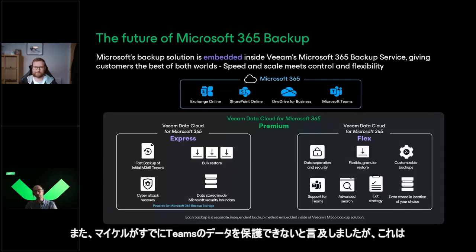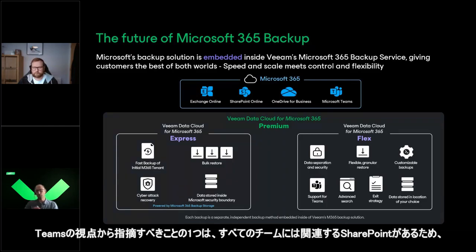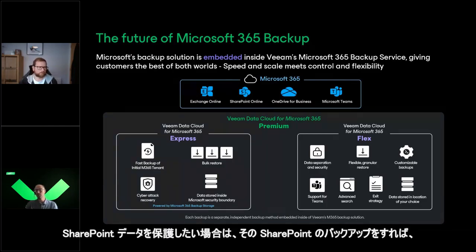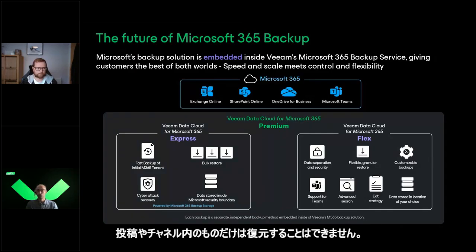And obviously, as Michael alluded to already, it is currently unable to protect Teams data. But this may change with the Express offering in the future when Microsoft add additional enhancements to the platform. The one thing to point out from a Teams perspective is, if you're looking to protect your SharePoint data, as every team has an associated SharePoint, if you were to back up that SharePoint data, you would be able to protect that data. It's just the posts and things inside that channel that you wouldn't be able to restore.